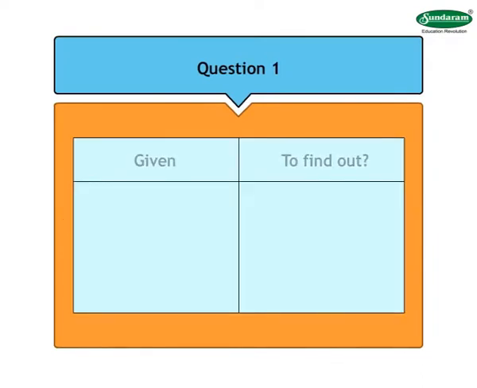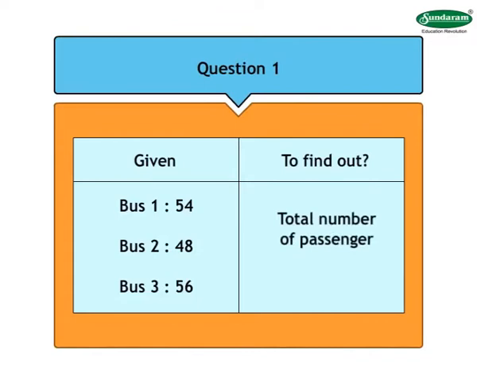Answer. Here, as we read, there are three buses: Bus 1, Bus 2 and Bus 3. The number of passengers in Bus 1 is 54. The number of passengers in Bus 2 is 48. The number of passengers in Bus 3 is 56. We are asked to find the total number of passengers in all the three buses.